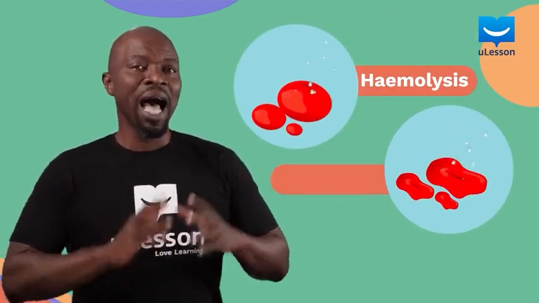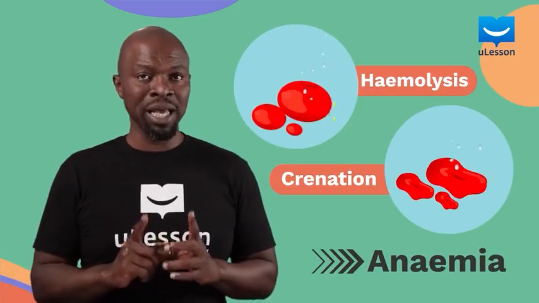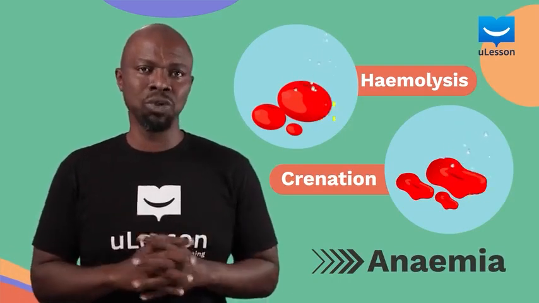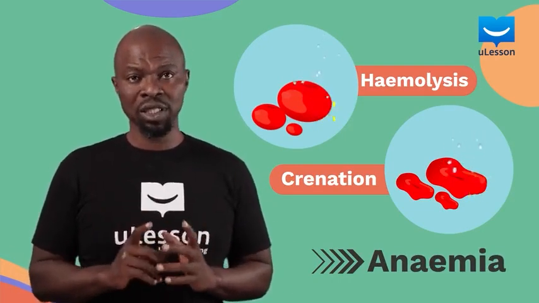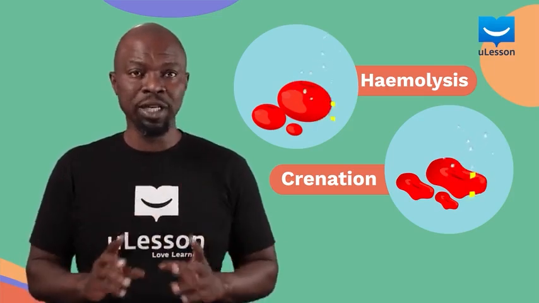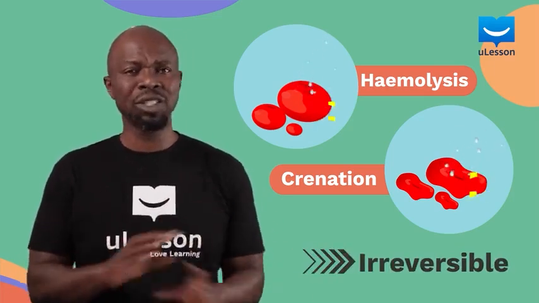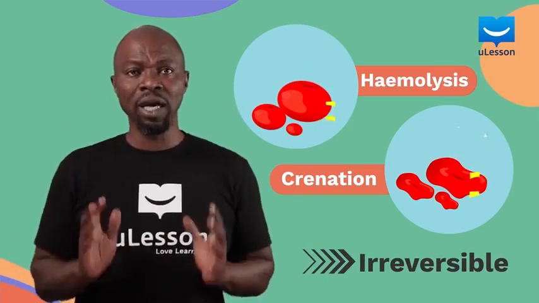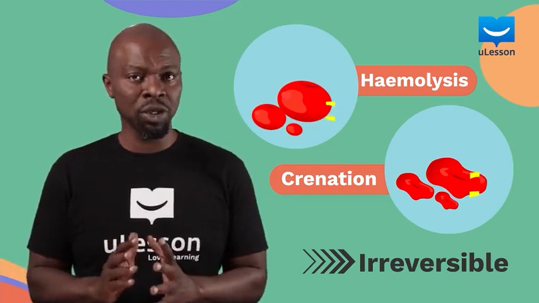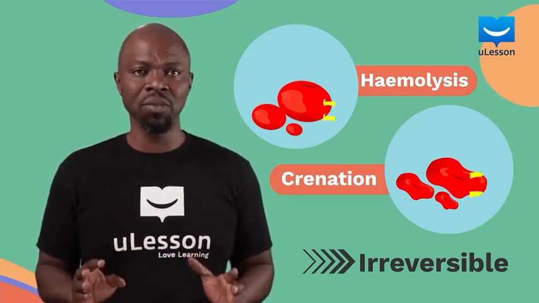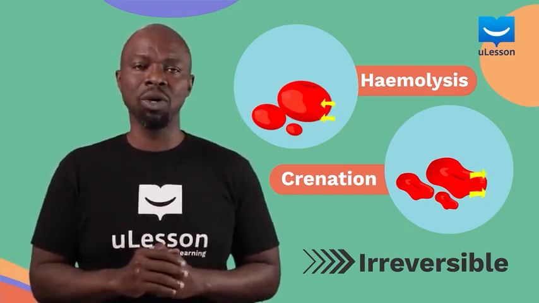Both hemolysis and crenation lead to anemia and death if not put under control. And one thing you should also know is this: both hemolysis and crenation are basically irreversible. You can't reverse them. Once the cell undergoes hemolysis or crenation, the cell can't recover. Cell death is the only outcome.